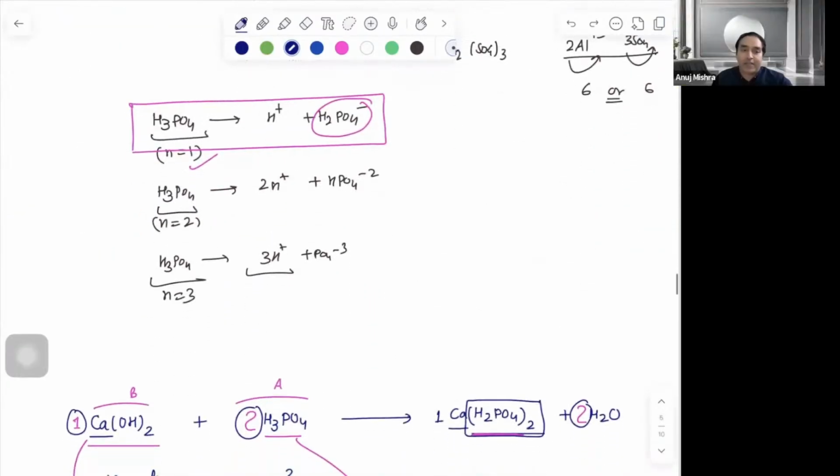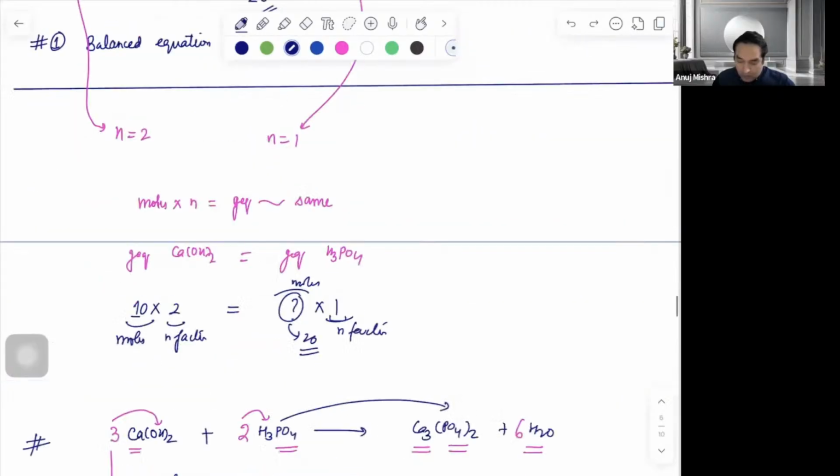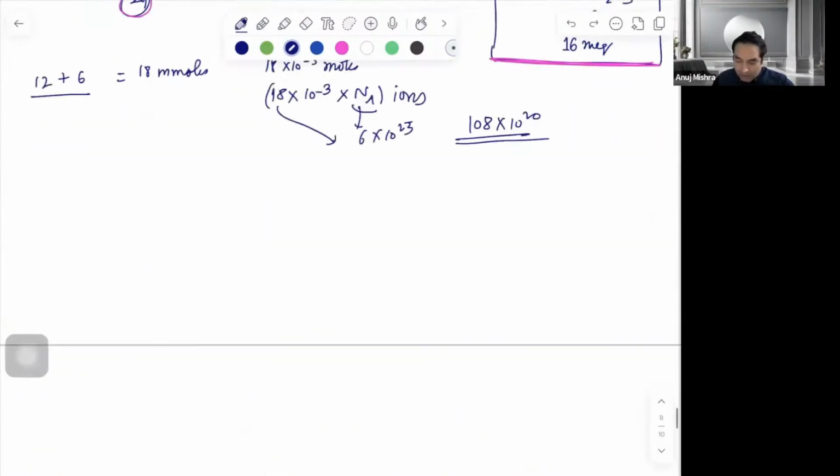For example, if it is an acid, how many H plus it gives is called its n factor. For a base, how many OH minus it gives is called its n factor, right? For a salt, total positive or total negative charge is called its n factor. Okay. All right. So suppose that we solve one or two questions in this regard.